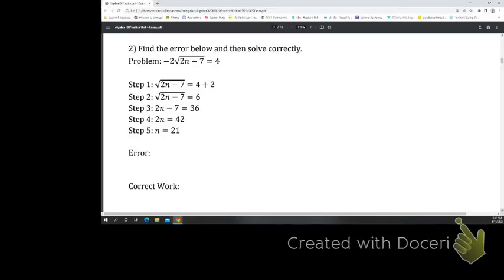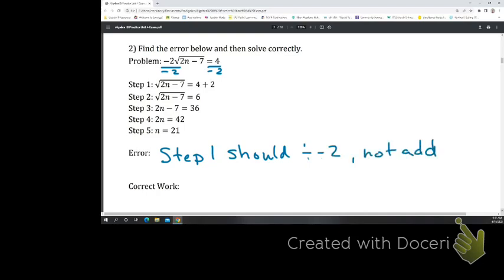All right, so this is number 2. And here, the first thing that should be done to isolate the radical is we should divide by -2. Right? We should be dividing by -2. So the error would be step 1 should be divide by -2, not add. Exactly, not add. So that's where their mistake is.